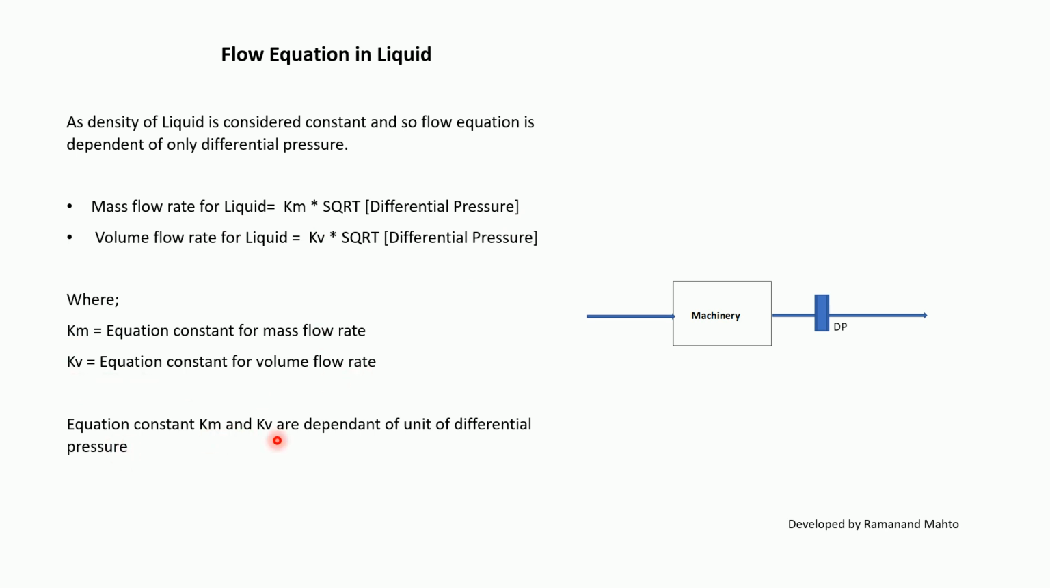Equation constants Km and Kv are dependent on the units of differential pressure. So what is the unit for dP? It is millibar, mm water column or kPa. Based on that, the values of Km and Kv would be determined.